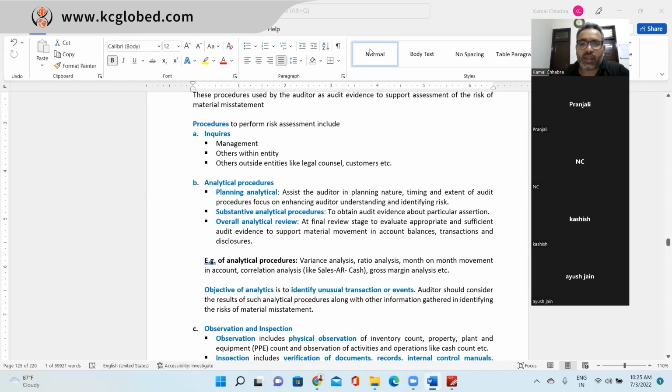Second is analytical procedure, to gain an understanding about the company and to assess the risk. If you remember, in our very first class we discussed planning analytics. There are three types of analytical procedure which we perform in an audit. First one is planning analytics, which is called overall planning analytics. Second one is disaggregated analysis, and third one is conclusion analytics, right?